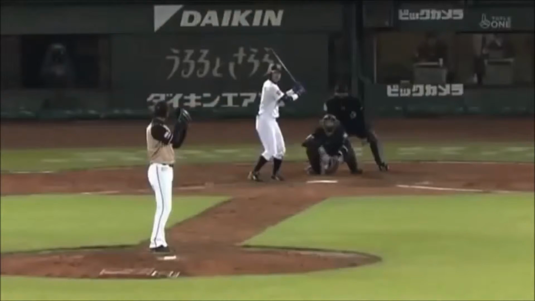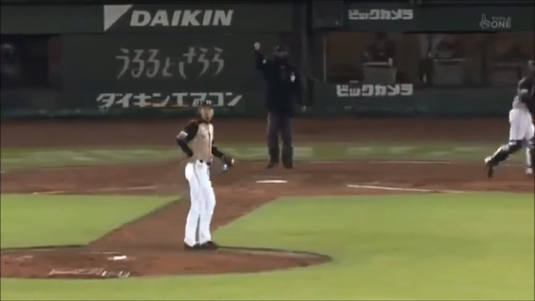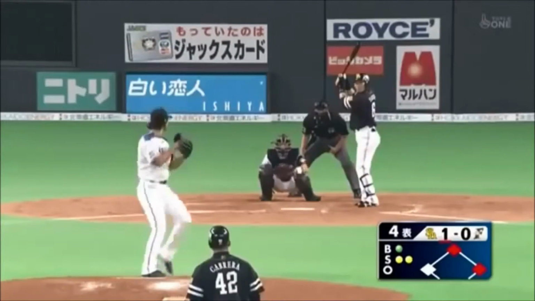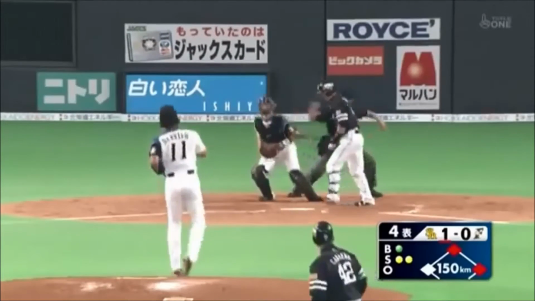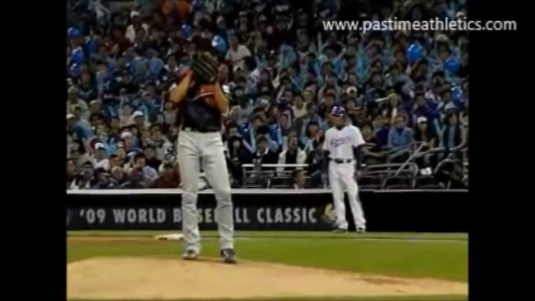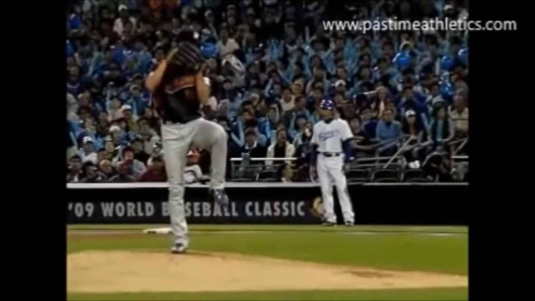This is Yu Darvish. He's one of the greatest Japanese baseball players of all time. And his maximum fastball speed is around 42.5 meters per second at release, which translates to 97 miles per hour or around 131 joules of energy. This is a video of Yu Darvish pitching his fastball at the 2009 World Baseball Classic.